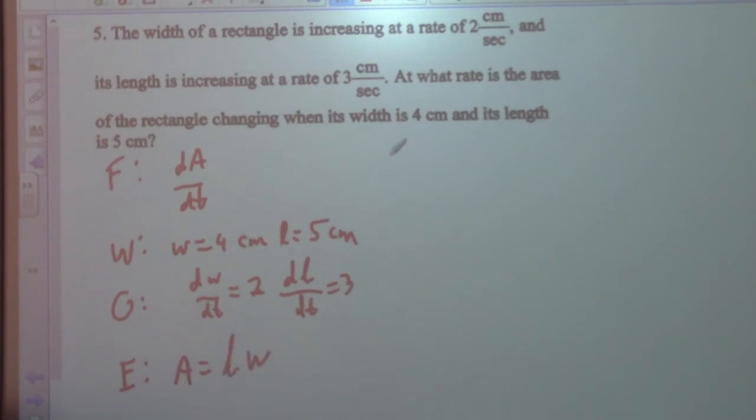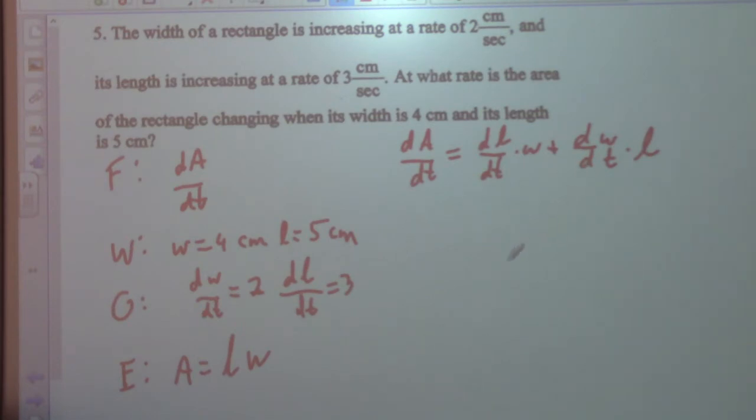Yep. So now we're going to take the derivative of that, which is dA/dt equals what? dL/dt times W plus dW/dt times L. Yes, you got it right. I thought you multiplied them. How does it all multiply? Because the equation just has length times width.